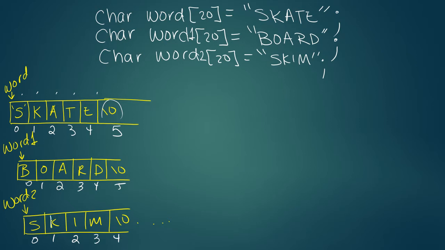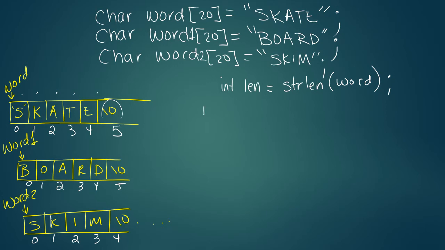All right, so we already talked about length, so I could go int length equals and pass it any of these, and there it's going to return, string length is going to return the location of the null character. So if I passed it word, it would return a 5. If I passed it word 1, it would return a 5. And if I passed it word 2, it would return a 4. Now let's see how string compare works.